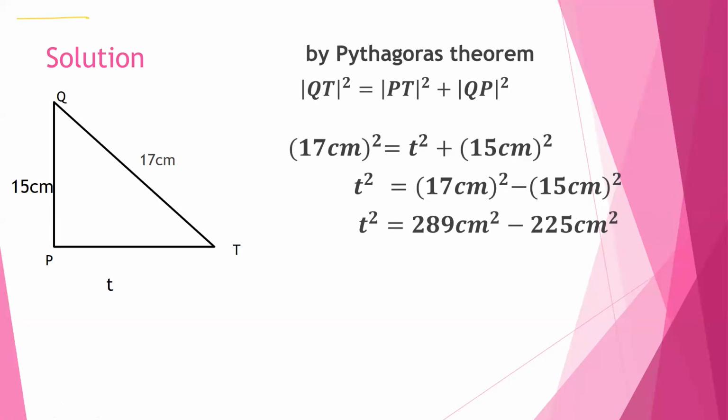So when you use your calculator to find the square of 17 centimeters, you have 289. And the square of the centimeters, you have centimeters squared. So you have 289 centimeters squared minus 225 centimeters squared. That is for the 15 centimeters squared. So you have t squared is equal to 64 centimeters squared. So you have t is equal to 8 centimeters. So our t here, line PT, is 8 centimeters. Right?